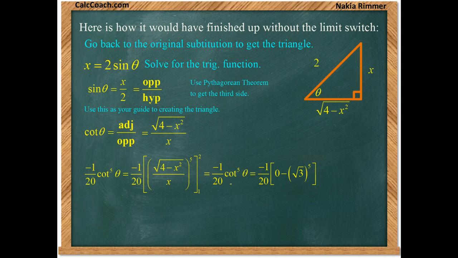And so we end up with exactly the same answer. This here is 9 root 3. So we end up with 9 root 3 over 20 for our final answer.